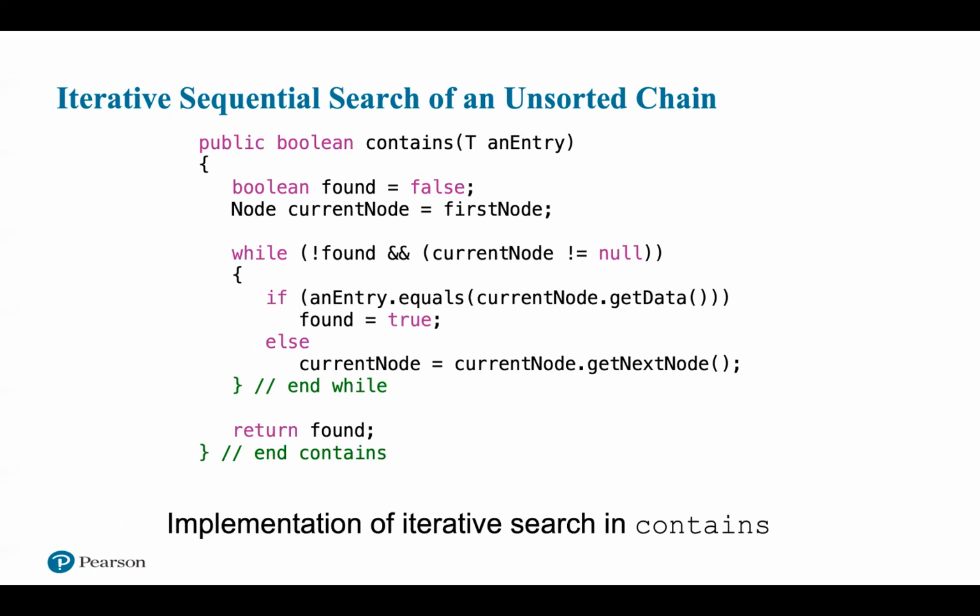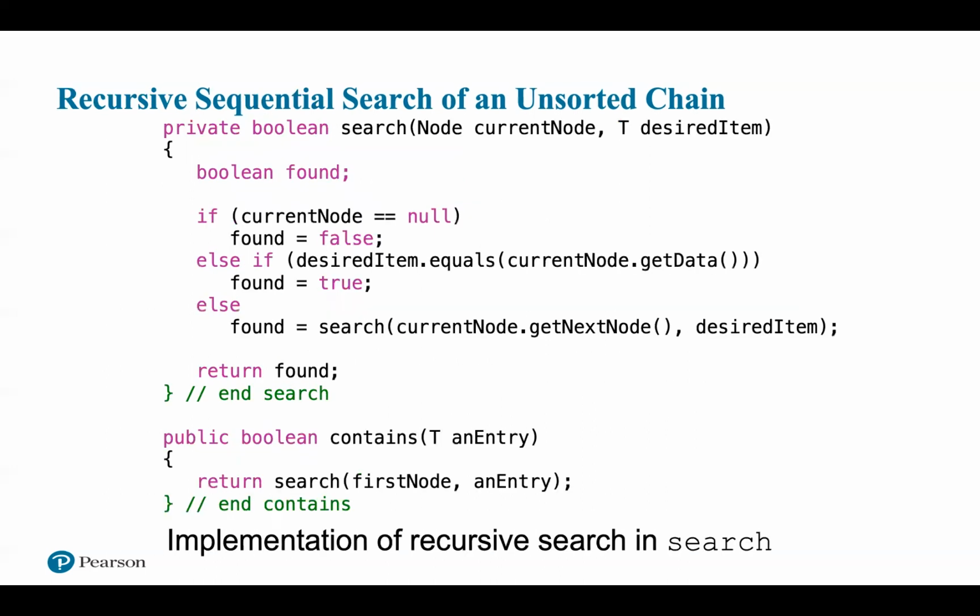So this is the implementation of the iterative search and contains. The private recursive method search examines the list entry in the node that its parameter currentNode references. If the entry is not the desired one, the method recursively calls itself with an argument that references the next node in the chain. Thus, the method search has the following implementation. You can see that in the chart.